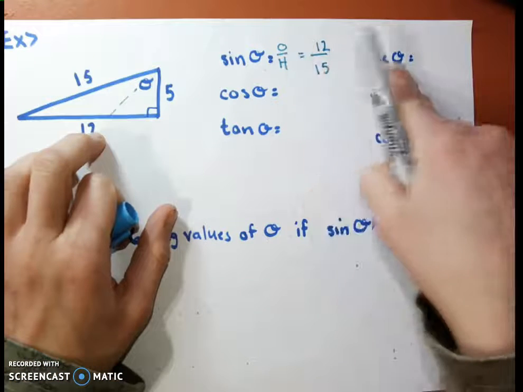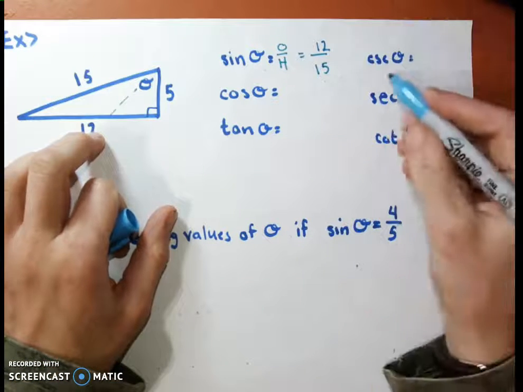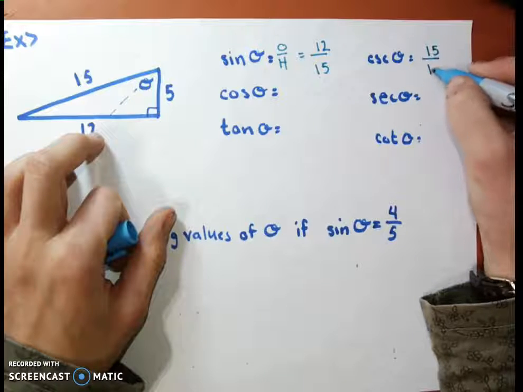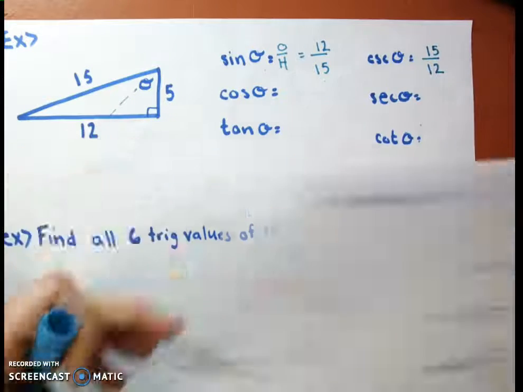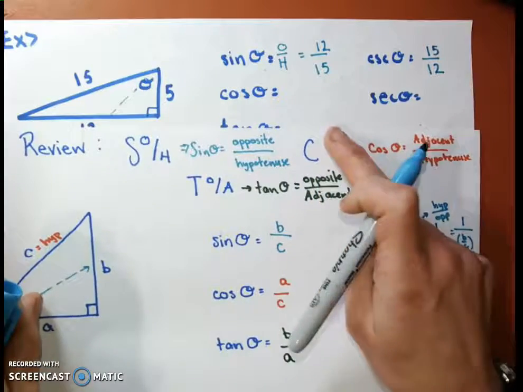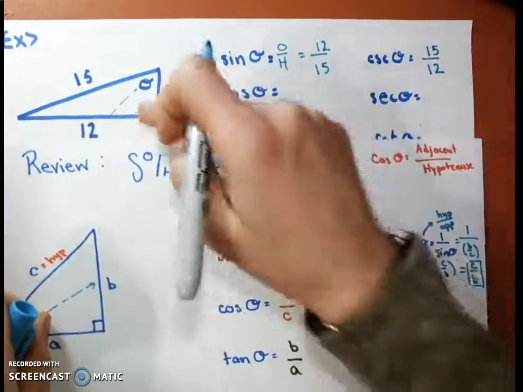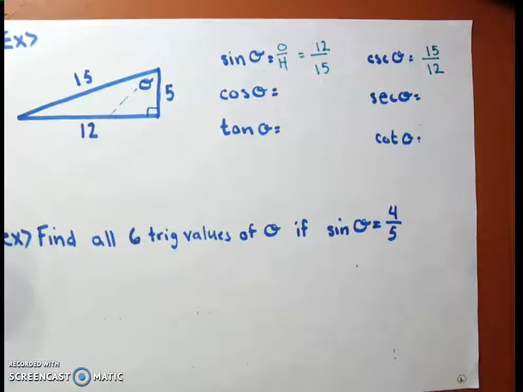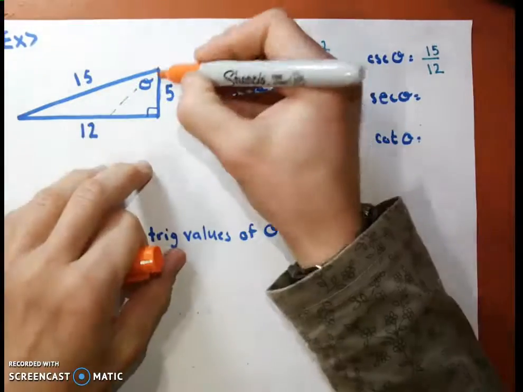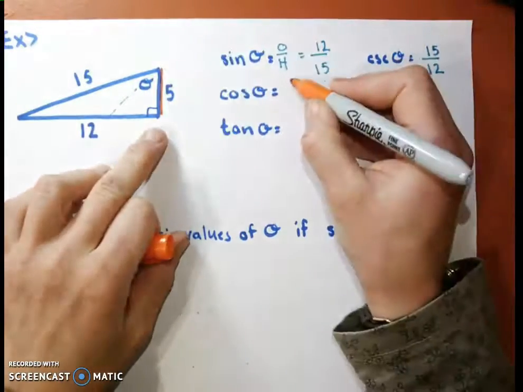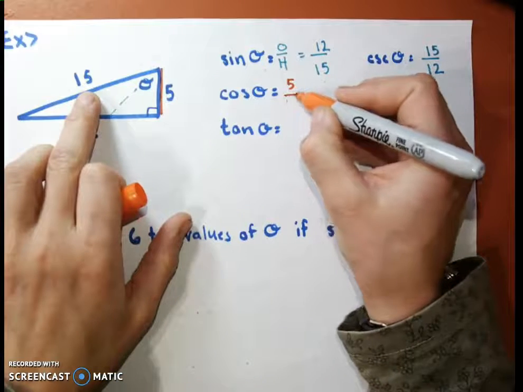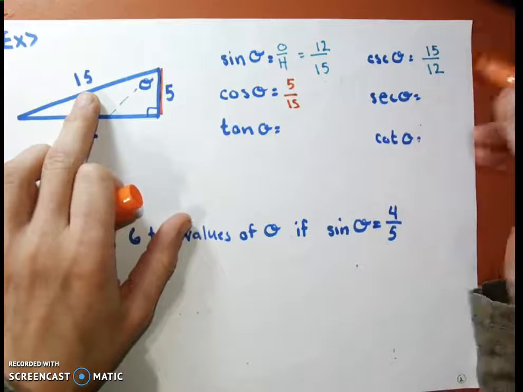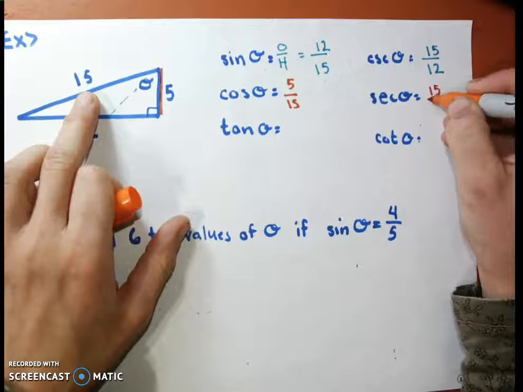And I can easily do the cosecant now, because cosecant is just the flip of sine. So that's 15 over 12. Now, cosine of theta is the adjacent over the hypotenuse. So in this picture, the adjacent length is 5. This is the adjacent length, so that's 5. And the hypotenuse is 15. And I can easily do secant theta because that will just be the flip of cosine. So that's 15 over 5.